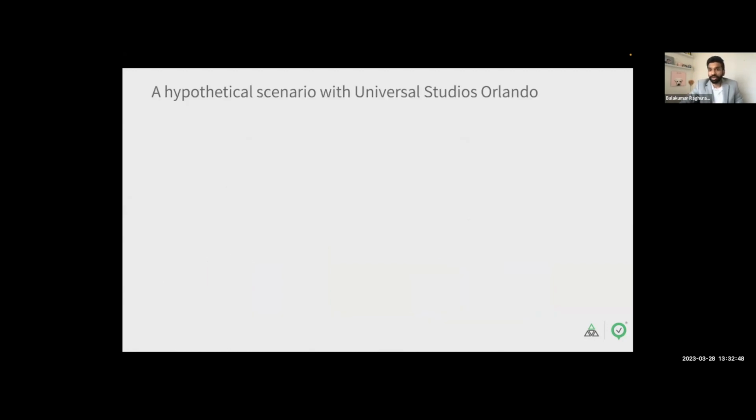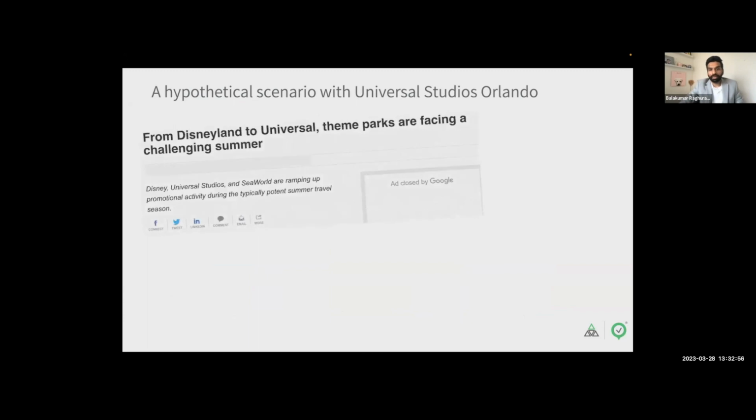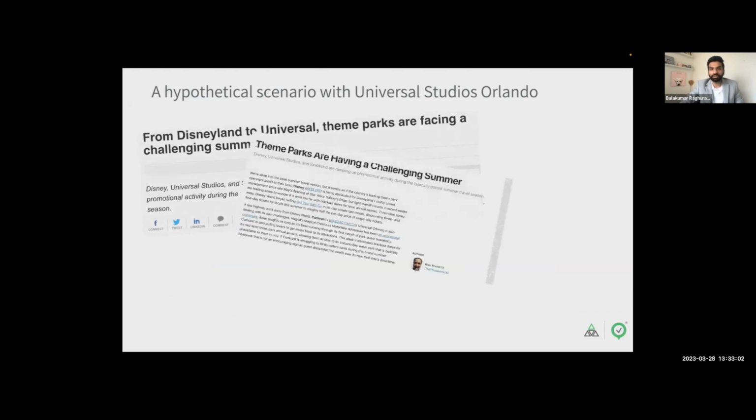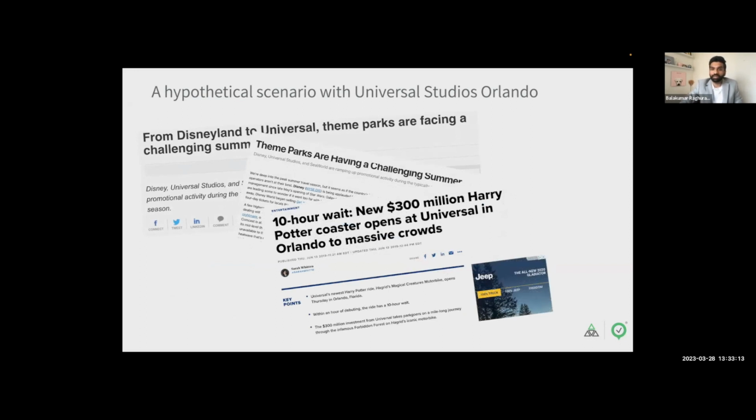So we are going to go through a hypothetical scenario with Universal Orlando, somewhat real-ish, because we're going to take some real events as well. But this was pre-pandemic. Theme parks in 2019 were facing a challenging summer. We had all these articles coming in asking whether theme parks' market share will go down. And at that time, Universal actually announced a new Hagrid ride that was going live on June 30, right?